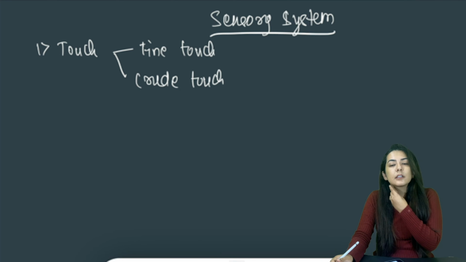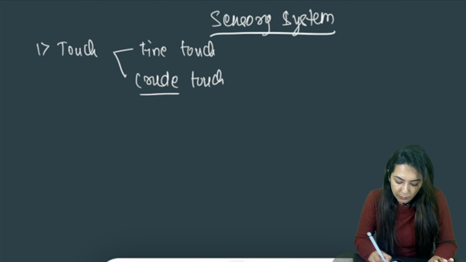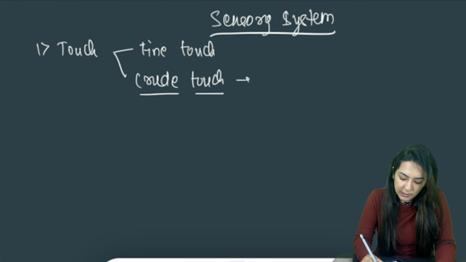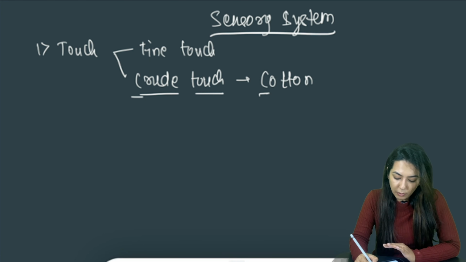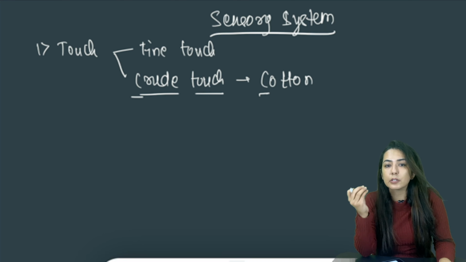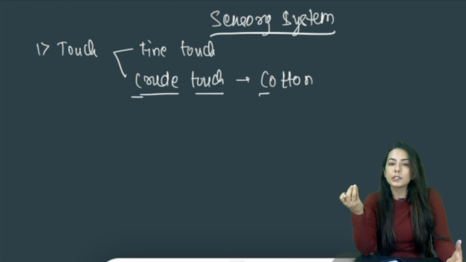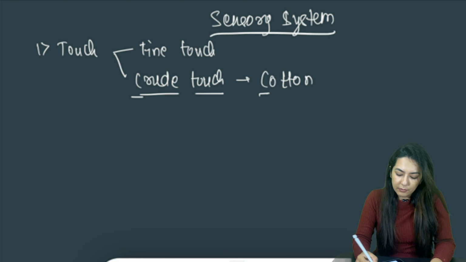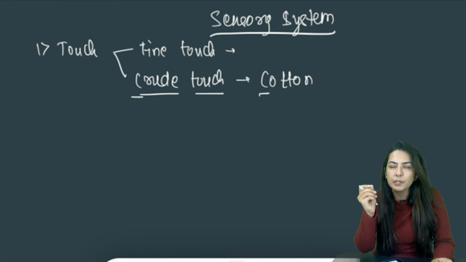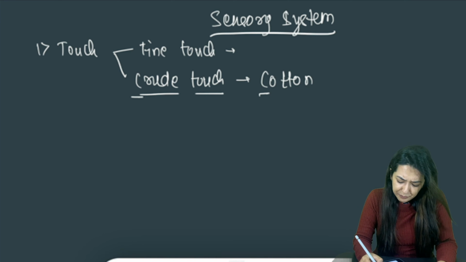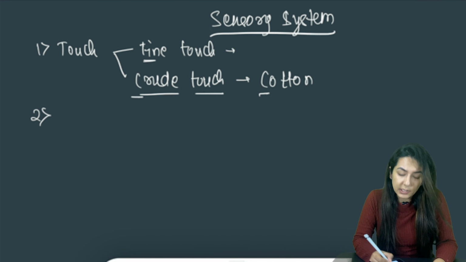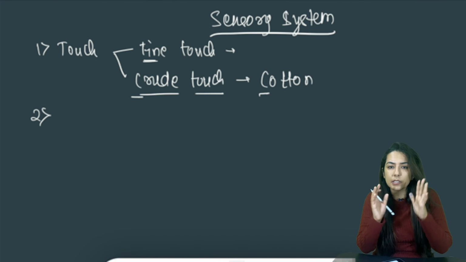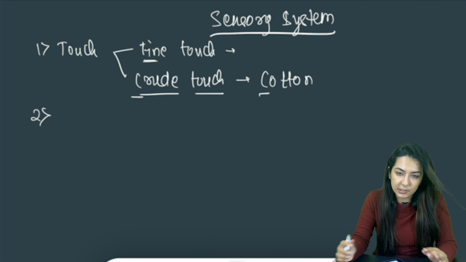I just want to point out that we test crude touch by using cotton. I tend to remember it like C for C. There is a misunderstanding that because cotton is so fine, it is used to test fine touch, but that is wrong. For crude touch we use cotton. For fine touch we use any blunted object to feel the touch. These are the two types of touch. One more thing: fine touch requires fast conduction. Just remember this, because when we discuss the tracts it will be important.